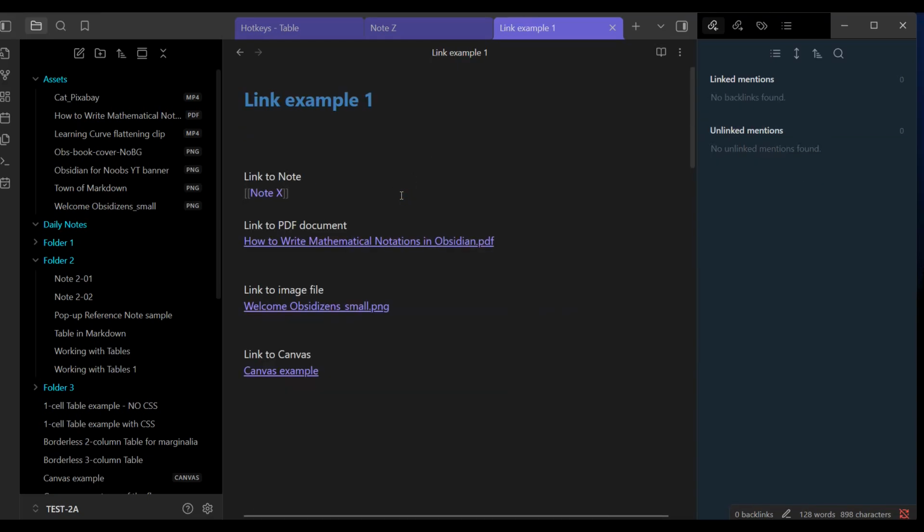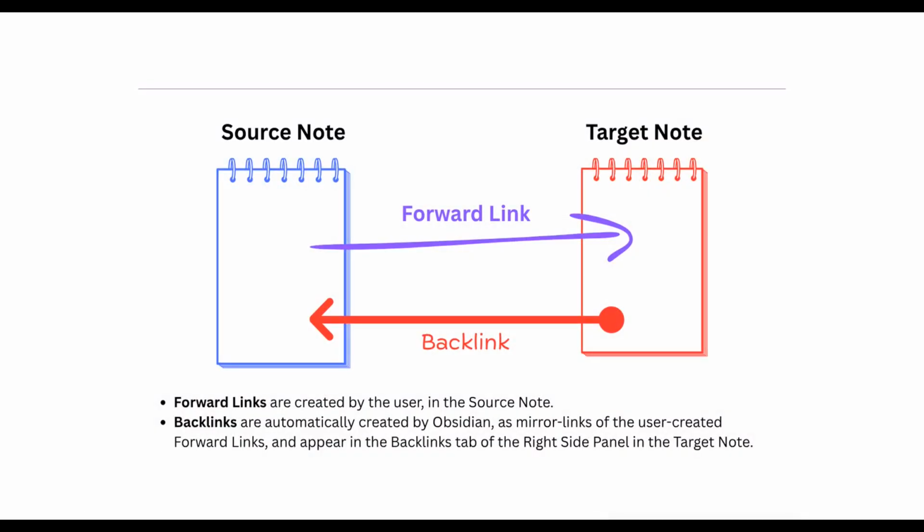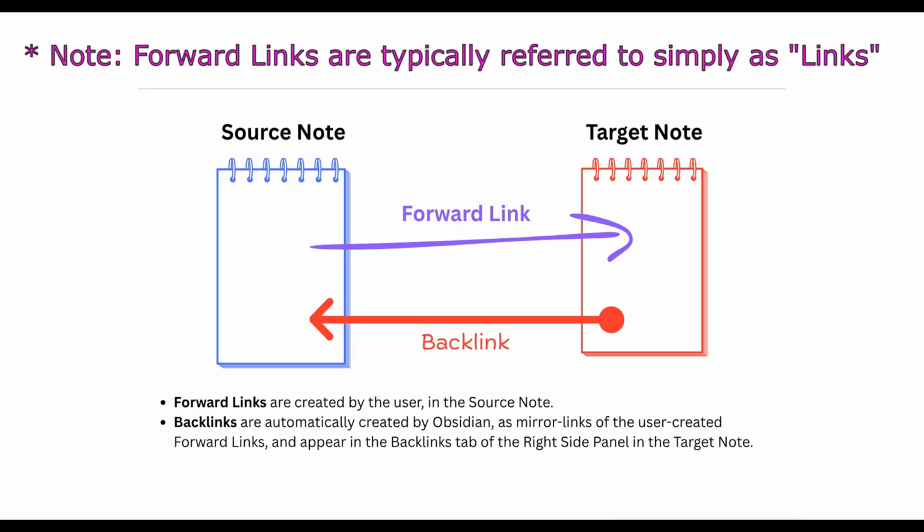Now that I've introduced the topic of backlinks, let's talk about them in greater detail. There are two types of links used in Obsidian: forward links and backlinks. A forward link is a link from the source node to the target node. It is an outgoing link. Forward links are created and exist within the source node. As we saw, when you click on a forward link, Obsidian opens the target node in the main work area as the active node.